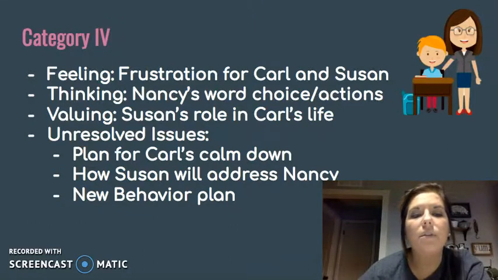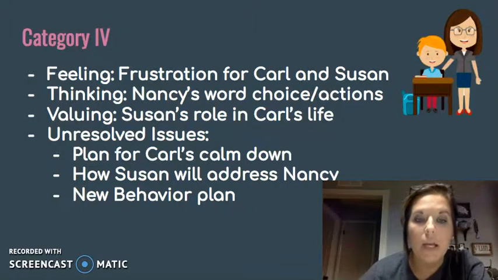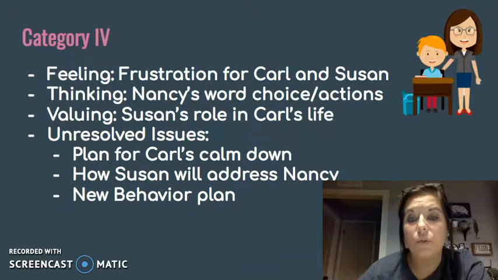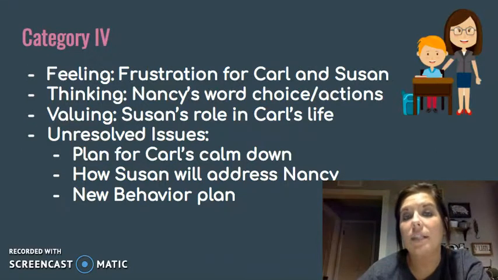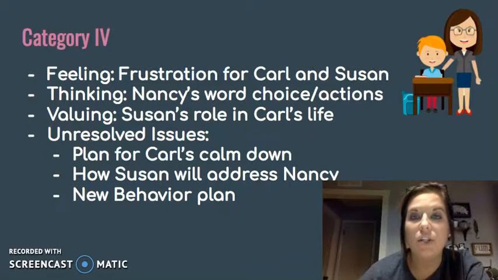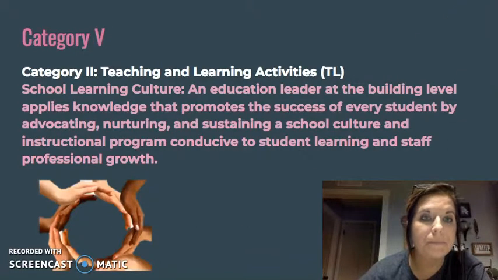I touched on the unresolved issues on slide number 3 regarding the information I still needed to know. I believe the school should create a plan for Carl in regards to calming him down. I think Susan and Nancy need to have a candid conversation about their work relationship, expectations, and roles. And lastly, I believe a plan needs to be put into place for Carl's behavior in regards to positive reinforcement.